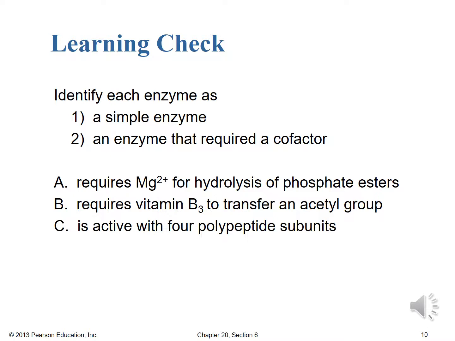Okay, why don't we pause here for a learning check. In this learning check, you're asked to identify each enzyme as either 1, a simple enzyme, or 2, an enzyme that required a cofactor. So we've got 3 descriptions here, A, B, and C, and if you can go ahead and read those and decide whether the description is talking about 1, a simple enzyme, or 2, an enzyme that required a cofactor, make your determination, stop the video while you do that, and then start us back up when you're ready to check your work. Good luck.